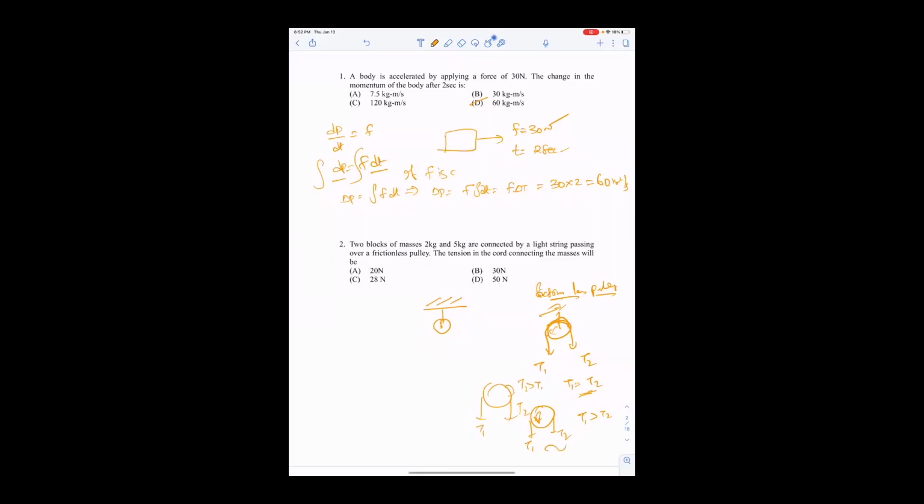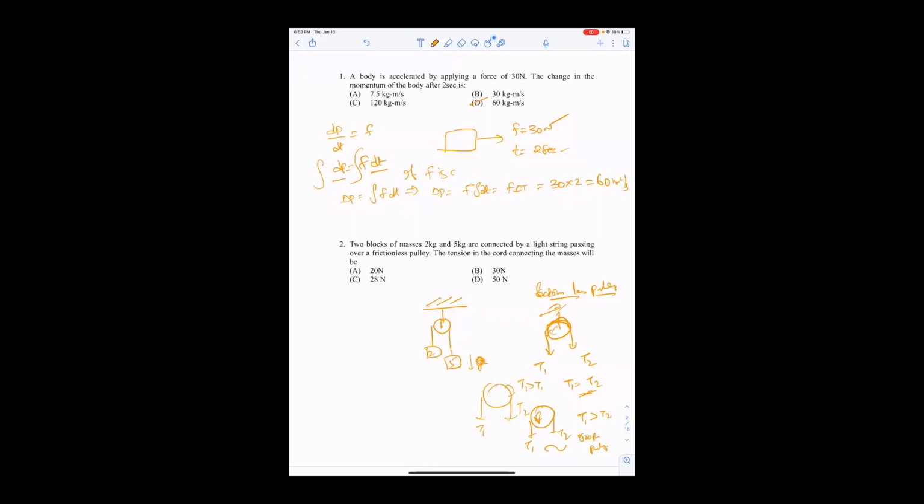This happens for a rough pulley. Is that clear? So this is a little idea. Again, for a frictionless pulley, find the tension in the cord connecting the masses. So one is how much? 2 kg, the other one is 5 kg. So which one will go down? Obviously the 5 kg will go down with acceleration a.